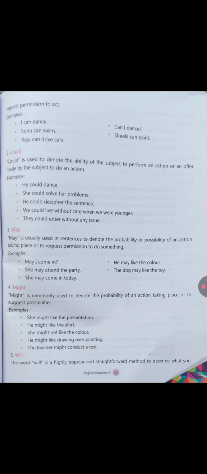Third is may. May is usually used in sentences to denote the probability or possibility of an action taking place or to request permission to do something. For example, where is may used? For probability, for possibility, or to take permission before an action happens. May I come in? He may like the color. She may attend the party.